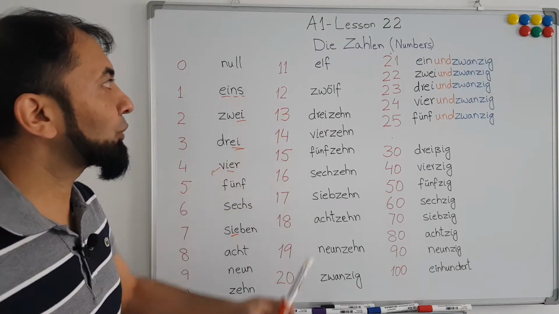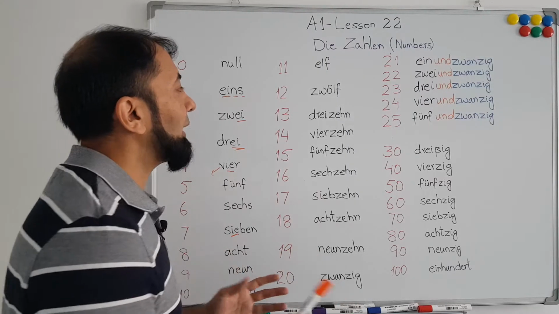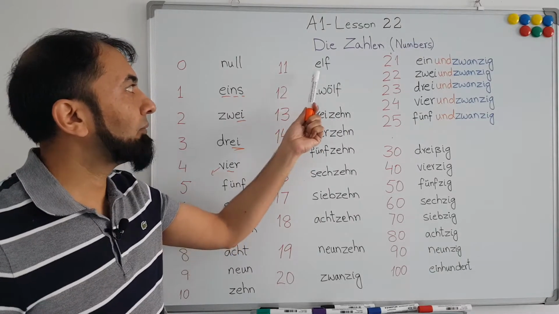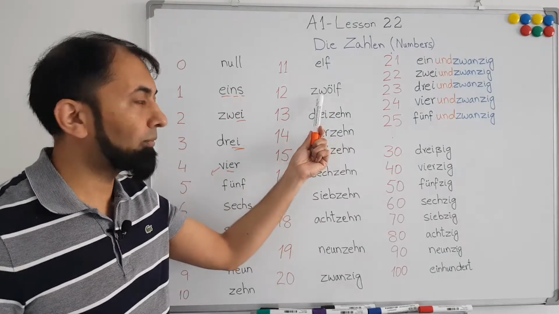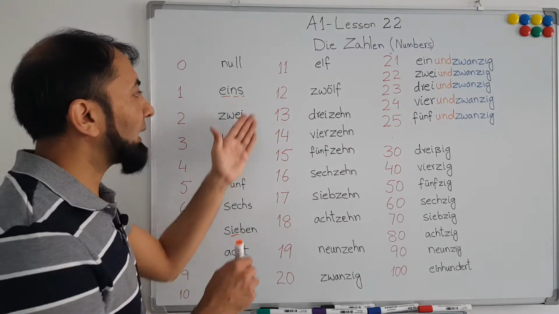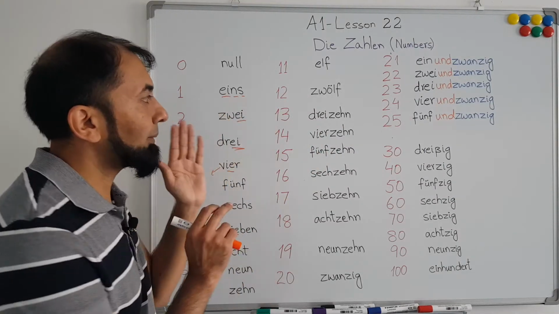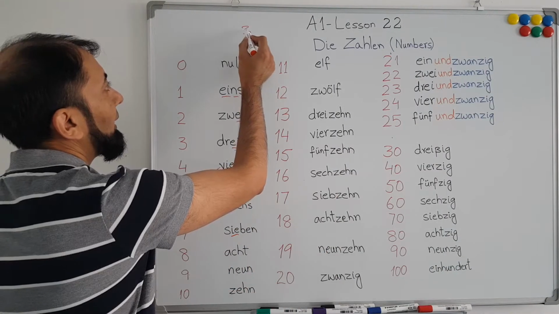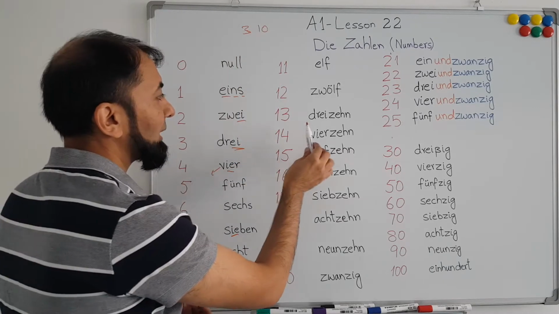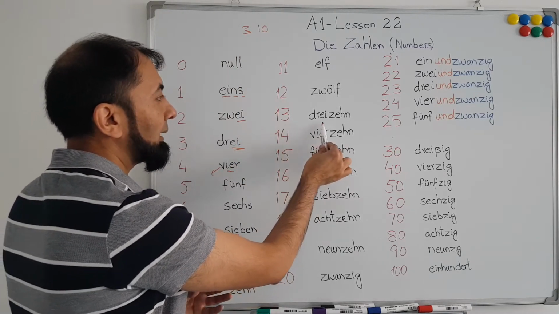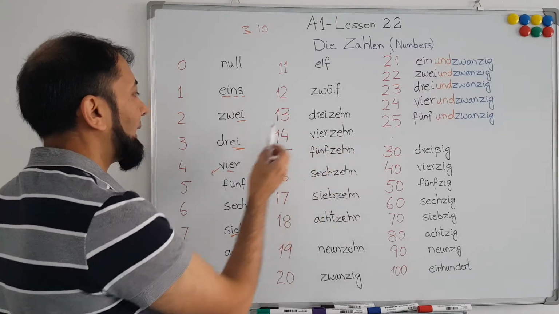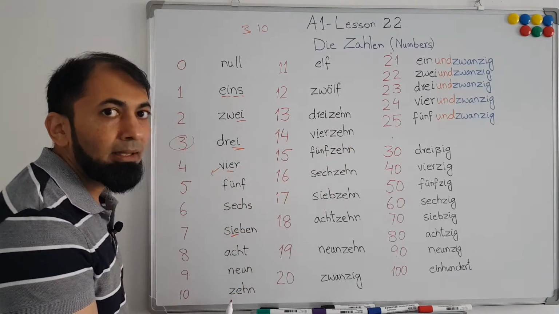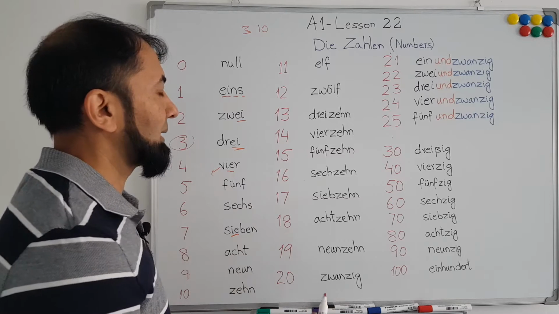Similarly, the next two numbers also do not follow any particular pattern. 11 is called elf. 12 is called zwölf. From 13 till 19, there is a particular pattern and we have to follow that pattern. So 13, we can say that it's 3 and 10, because in German 13 is called dreizehn. Drei, we learned that 3 is drei and 10 is zehn. So we have to write both numbers together.